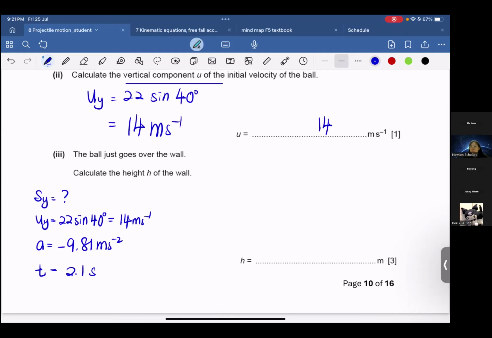Vito, you think okay or not? Let's try to find what your height is.